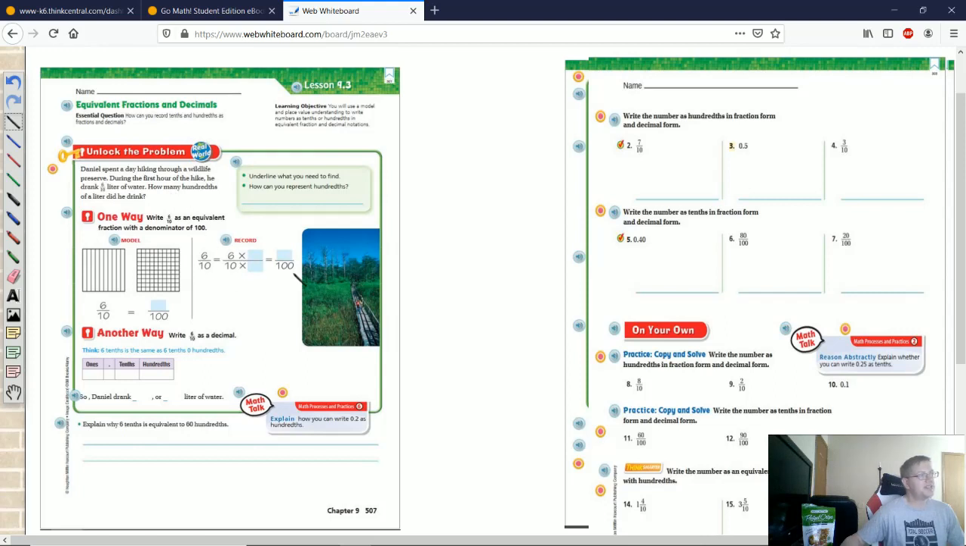So if we're going from tenths to hundredths, we are multiplying by 10. And again, at any point in time, if you want to pause the video to work on your own, you can go ahead and pause the video. I'm not going to announce it every single time. So we're going to write times 10 for both of these. And if I do 6 times 10, that is going to give me 60.